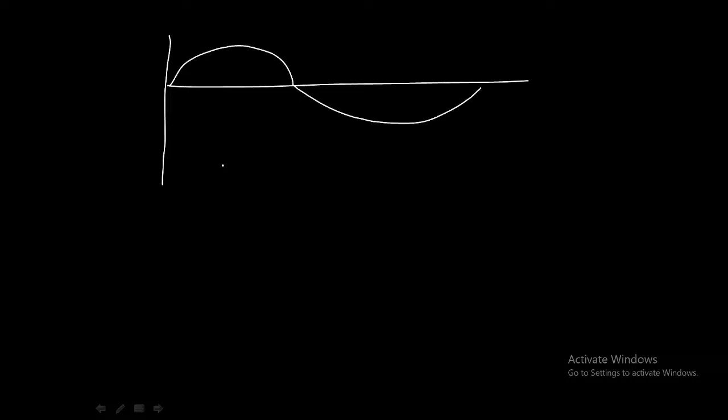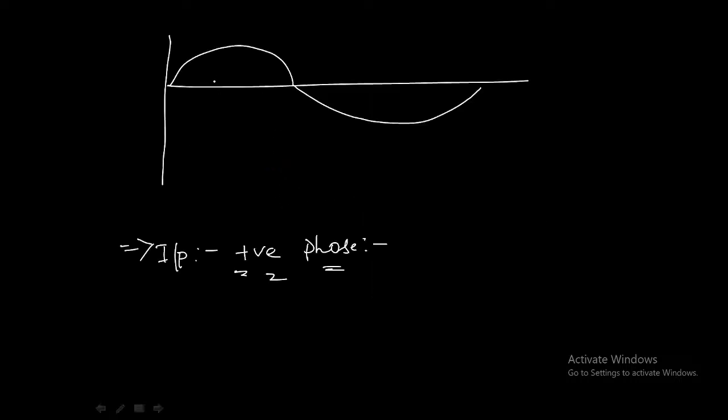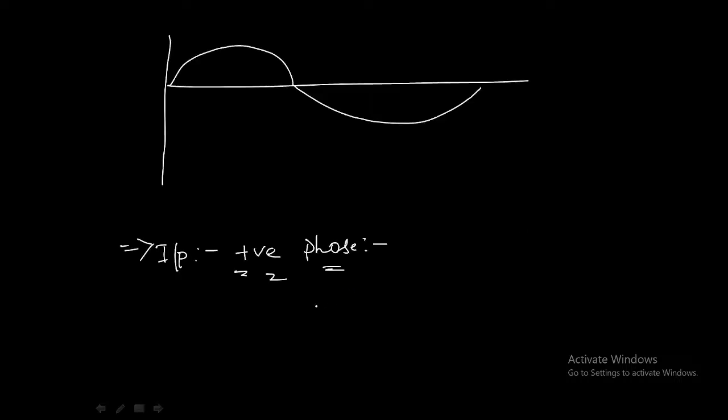What happens for the input positive phase? I will draw it here. So this is my input AC voltage. For the input positive phase, tell me whether the diode is in forward bias or reverse bias. From the circuit we can observe, if the input is positive, here we will get plus and here we will get minus. So plus is given to the cathode and minus is given to the anode. So the diode will be in reverse bias condition.